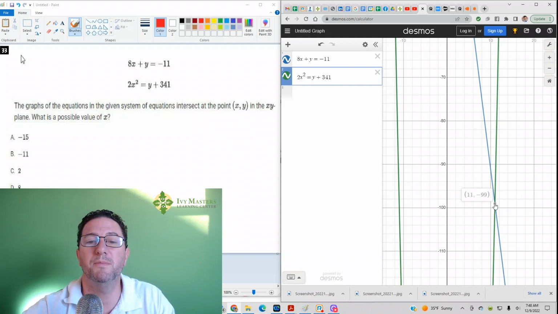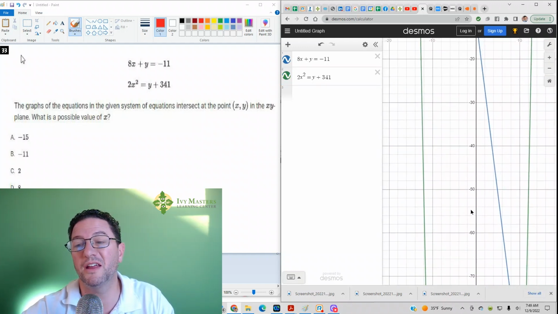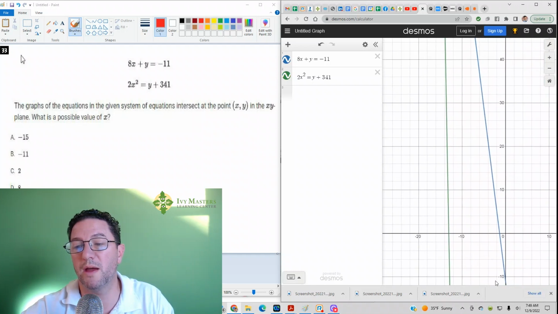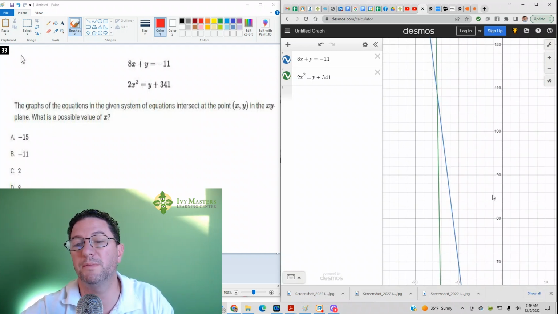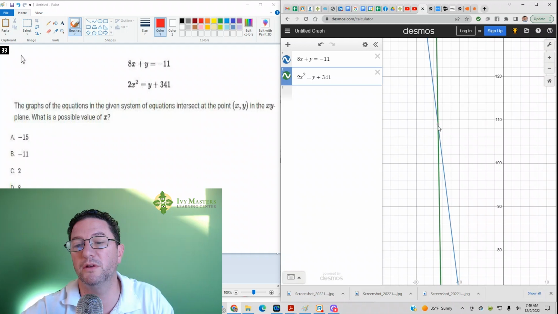I'm confused. Keep in mind that a parabola and a line will intersect at either 0, 1, or 2 points. So is it intersecting at another point? You could just grab the graph, slide up, and click at the intersection point: negative 15, positive 109. So answer choice A, you know the answer is negative 15. Mark your answer, move on.